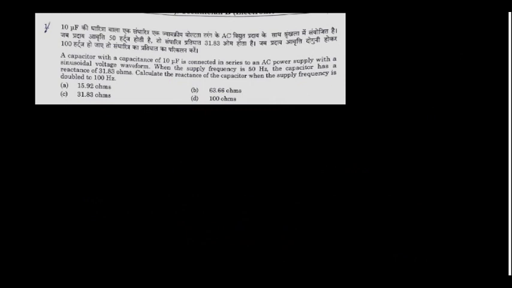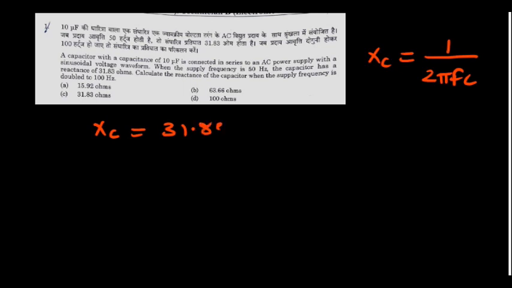A capacitor with a capacitance of 10 microfarad is connected in series. At 50 Hertz, the capacitor reactance is given, that is Xc. Xc is given by 1 upon 2 pi F C. So Xc is given as 31.83 ohms.